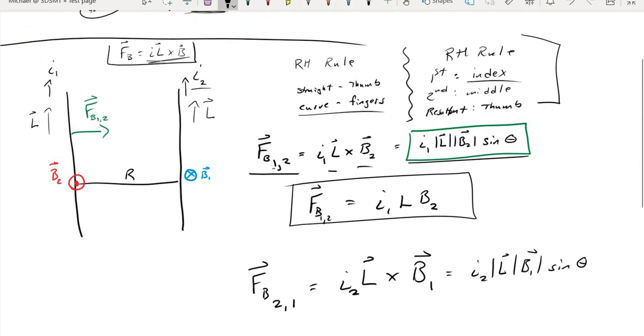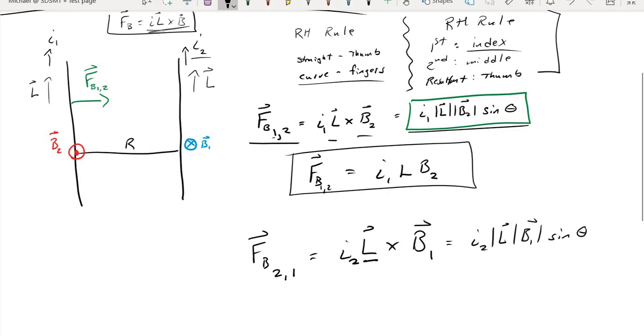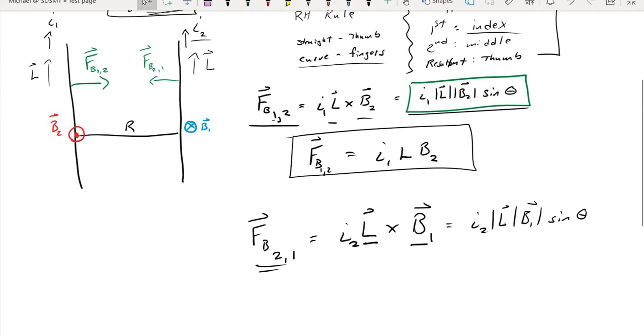Our right-hand rule, again, says first vector is your index finger, so point your index finger up again. Second vector is the middle finger, so now we have to point our middle finger into the screen. And the resulting vector is the direction that our thumb needs to point. Well, in this case, our thumb ends up pointing to the left. And so there's the direction of the magnetic force on wire 2 as a result of wire 1.